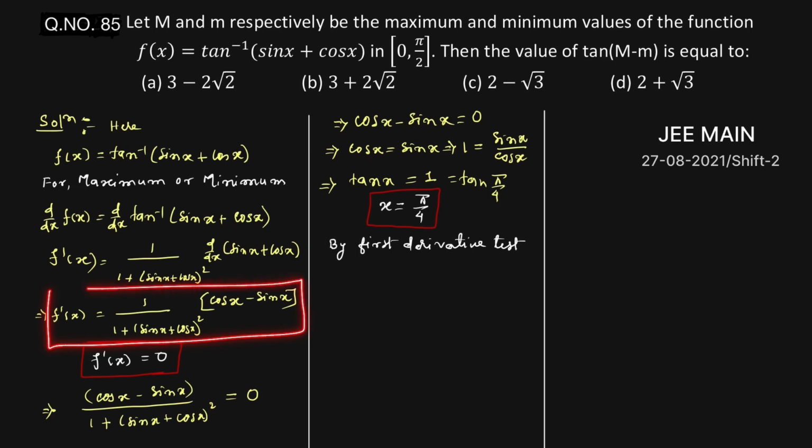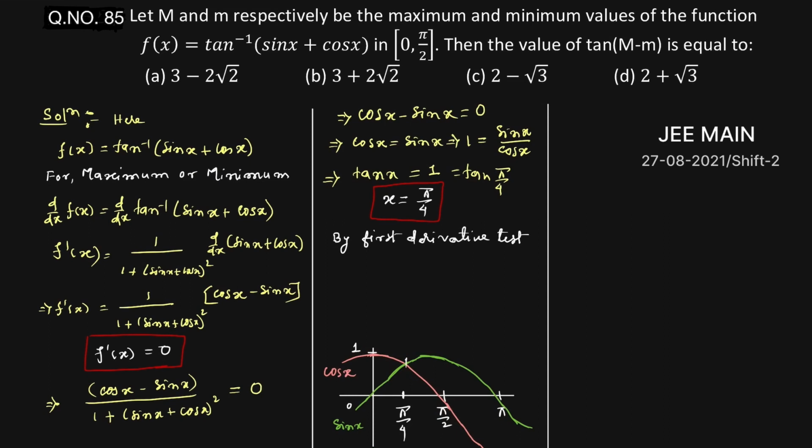So this is our f dash x. Here this part is always positive. So whether our f dash x is positive or negative is decided only with the help of this part, which we find out with the help of the cos graph and sine graph. So here this is the cos graph and this is the sine graph, and x equal to pi by 4 is our critical point.